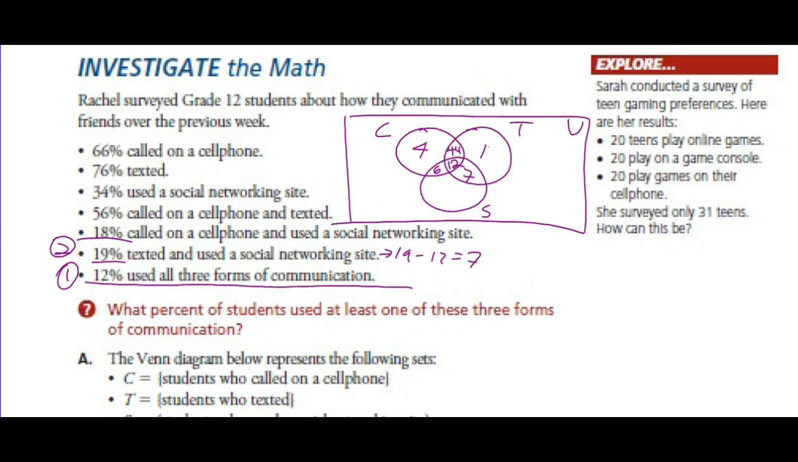13. And it doesn't say that there's people who did neither, right? So we can either say it's all got to add up to 100, but we don't know if there's 34% use social networking. We've got 6 plus 12 is 18, 25. So how many only use social networking?